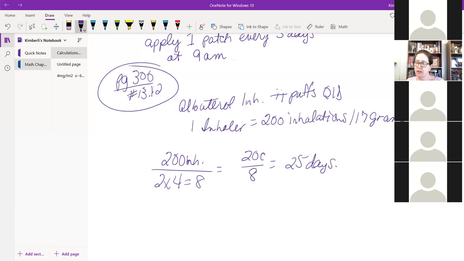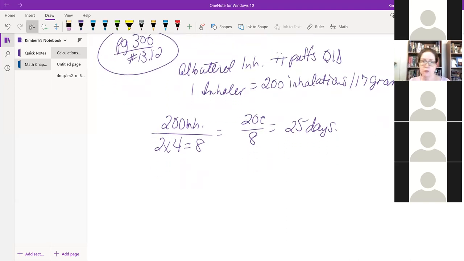I have seen two puffs every 4 hours, which would be 6 times 2 is 12 sprays a day. In that case, they would last 200 divided by 12, which would give them 16 days because we're going to round it down. Okay, can you give them two inhalers a month? Yes.